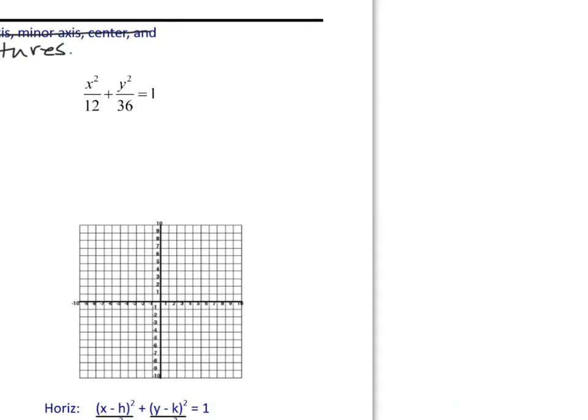Taking a look at x squared divided by 12 plus y squared over 36 equals 1. The first thing we want to do is determine the type of ellipse that we have. So the 12 is the smaller number. That's going to indicate it's b squared. 36 is bigger. That's a squared. And since that's underneath the y, this is going to be a vertical ellipse, which means it'll be taller than it is wider.